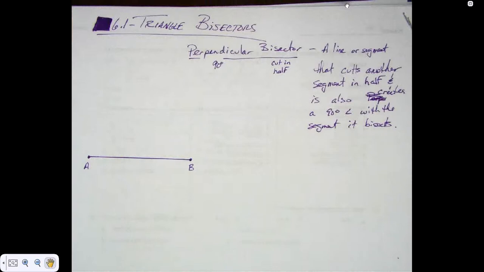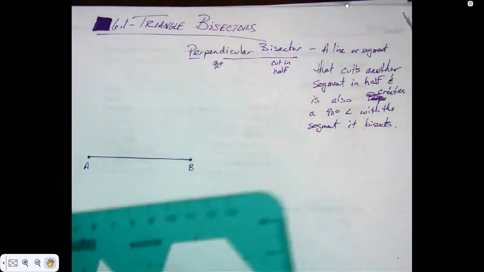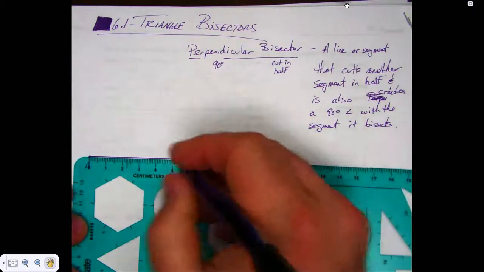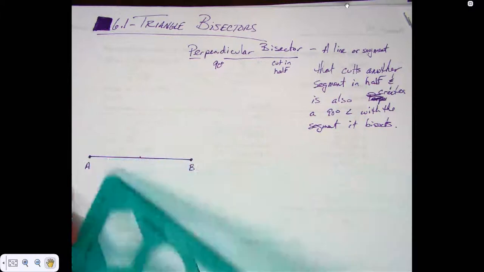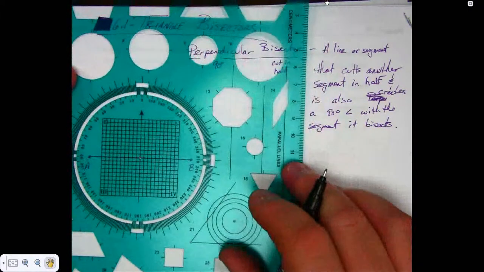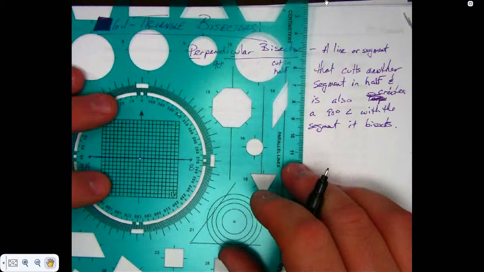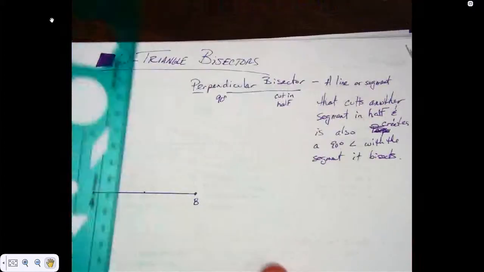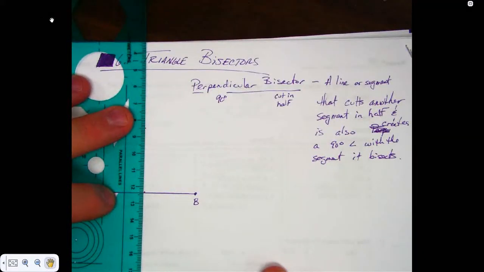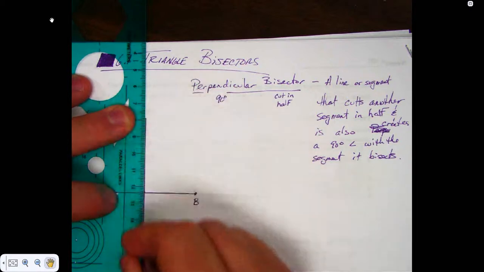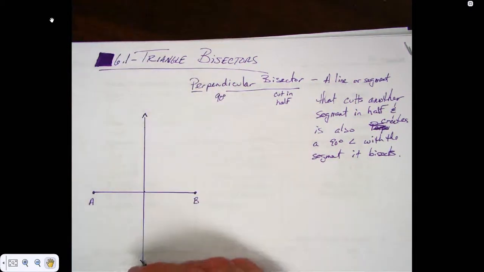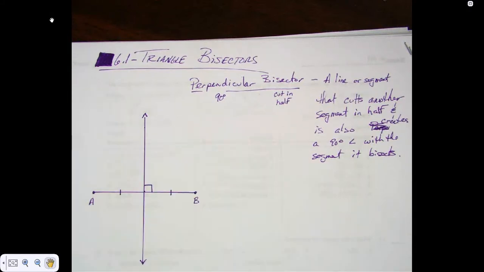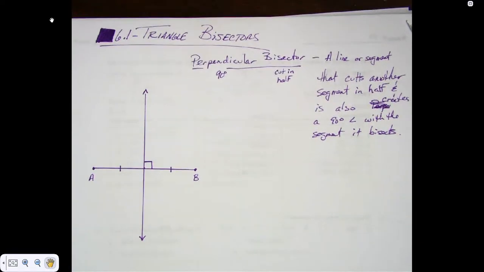So now I'll draw one. First of all, let's cut this in half, and I was convenient and nice enough that I made this an easy number to cut in half, and then from there I need to make what, a 90-degree angle. So that is an example of a perpendicular bisector.